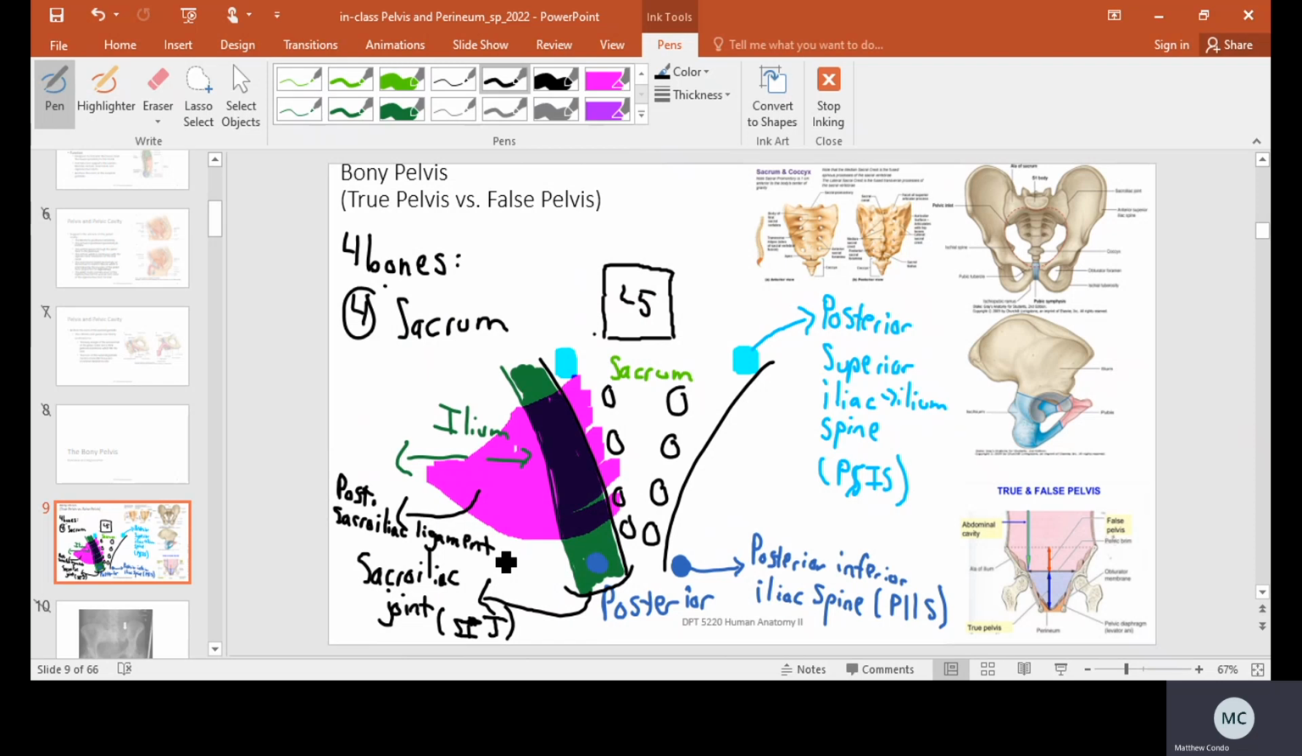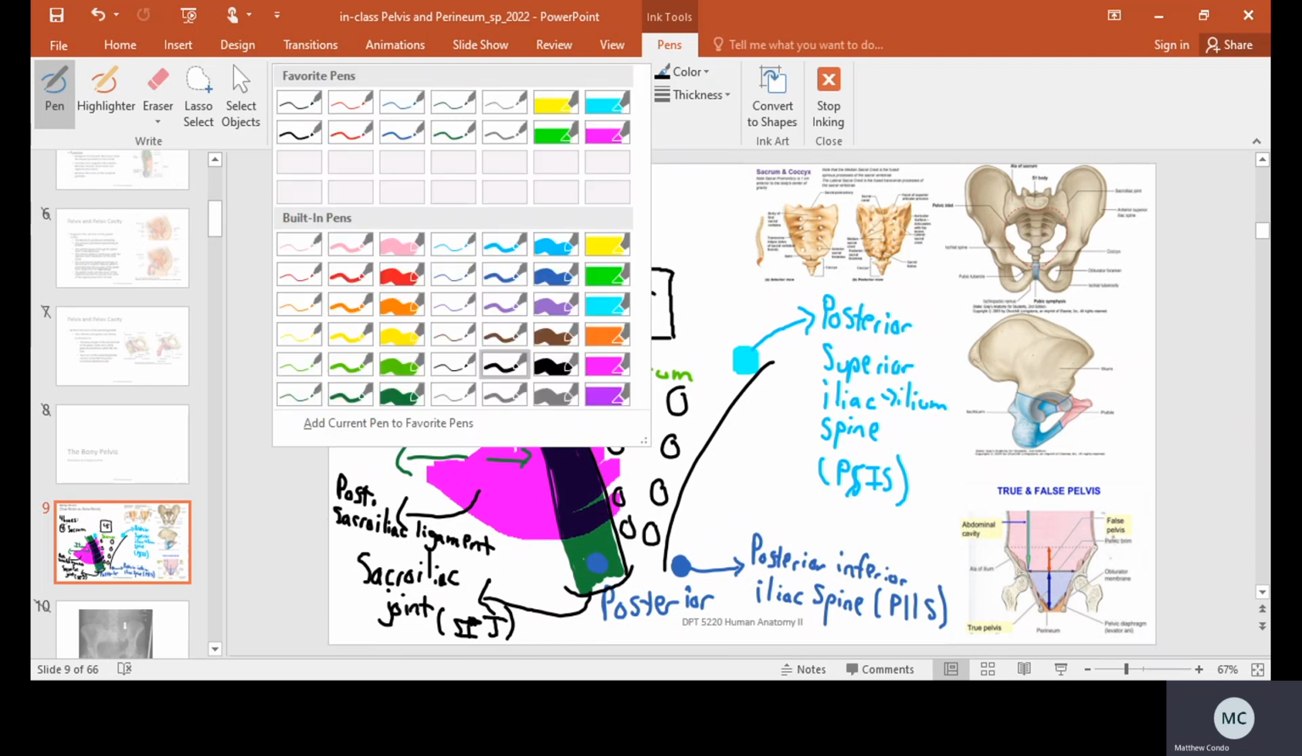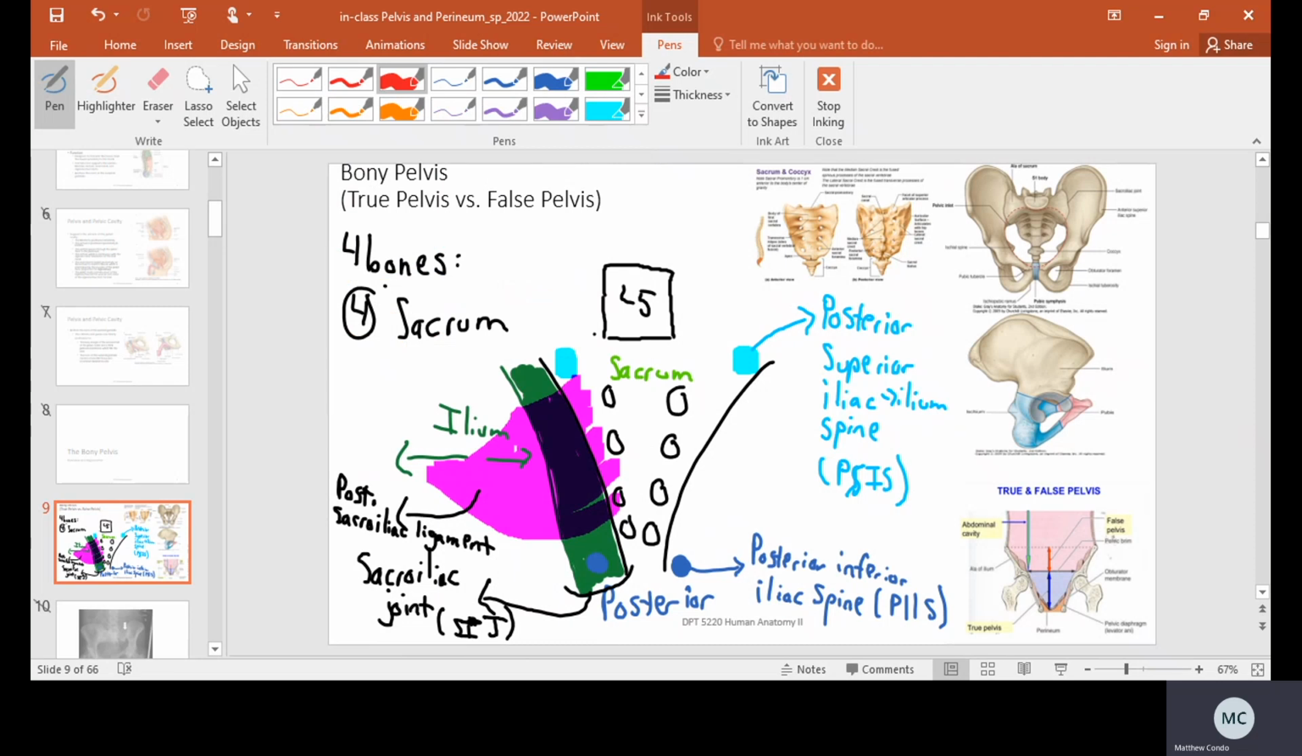The other big ligament I'm going to see back here is something coming off the transverse process of L5, and it's going to attach directly into my ilium as well. This is going to be called my iliolumbar ligament. So you guys probably saw from your reading that muscles like quadratus lumborum have a little bit of attachment into the iliolumbar ligament. And this is kind of how it happens.